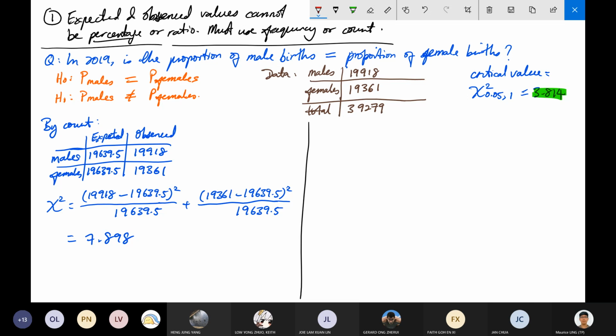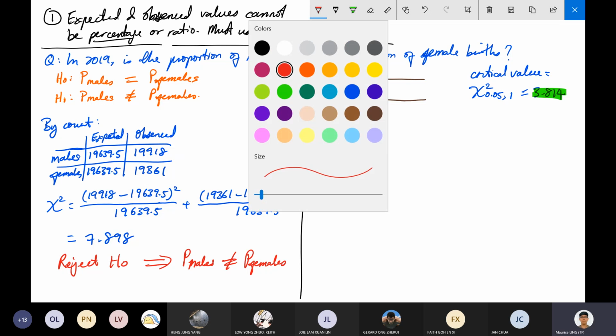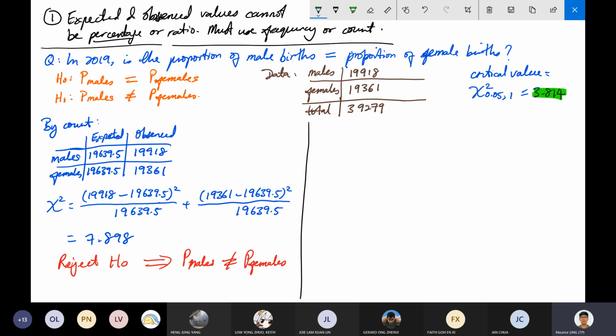Okay, so accept or reject the null hypothesis? Reject. Reject null. Correct, right? So you reject, the conclusion is reject the null hypothesis. Okay, so it means that the proportion of male births is not equal to the proportion of female births. Okay. But let's look at the second case. What happens if we do the opposite? Let me just find which color is nicer. Okay, let's do green. Okay, so let's say we take by percentage.